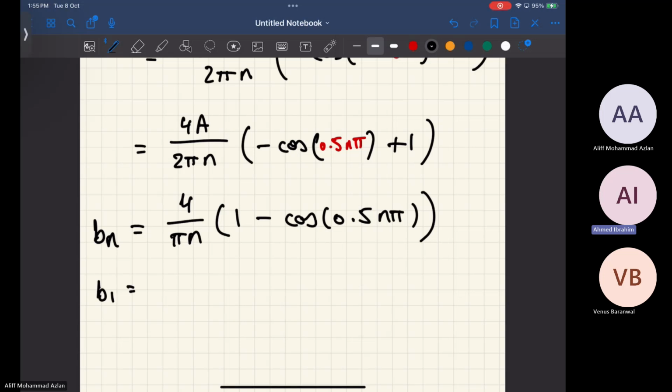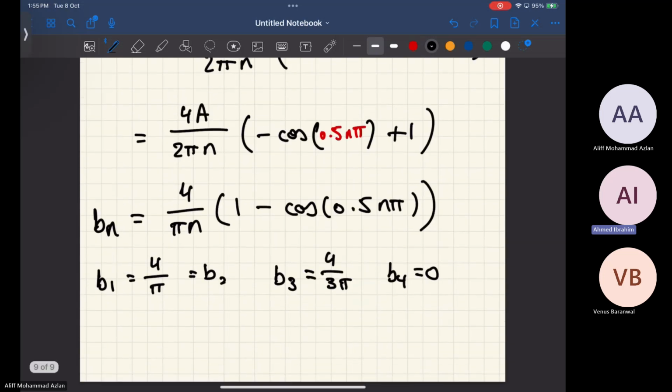So B1, here's just substitution. There's nothing special. B1 is 4 over pi. B2 is also 4 over pi. B3 is equal to 4 over 3 pi. B4 is equal to 0. That's because when we have n equals 4, we're going to get cos 2 pi, so we get 0. And B5 is equal to 4 over 5 pi.